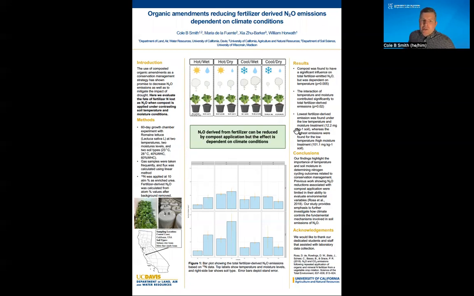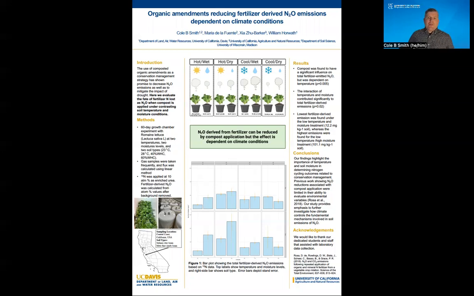Our results, as you can see, show that compost was found to have a significant influence on the fertilizer-emitted N2O, but this was dependent on temperature. Also, the interaction of temperature and moisture contributed significantly to total fertilizer-derived emissions. This was an expected result.